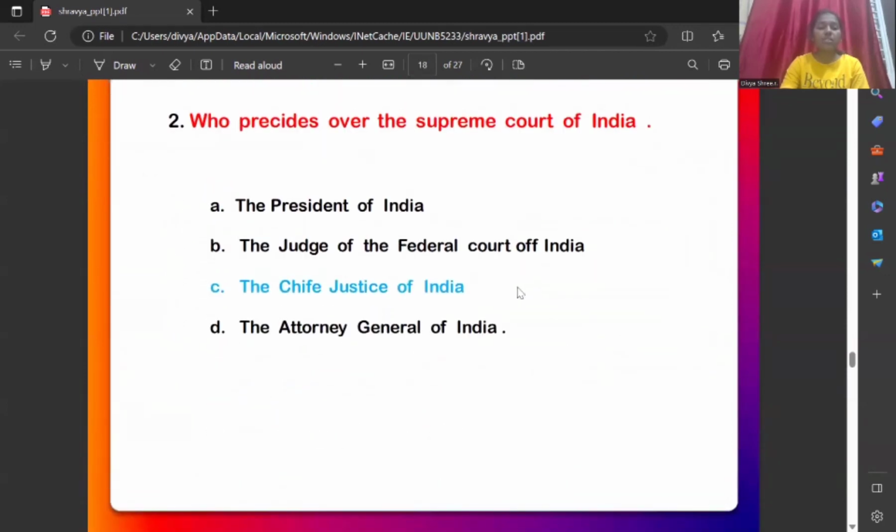And the second question is, who presides over the Supreme Court of India? The options are: option A is the President of India, option B is the Judge of the Federal Court of India, option C is the Chief Justice of India, and option D is the Attorney General of India. The correct answer is option C, that is the Chief Justice of India.